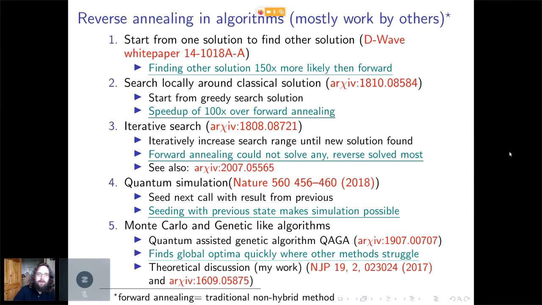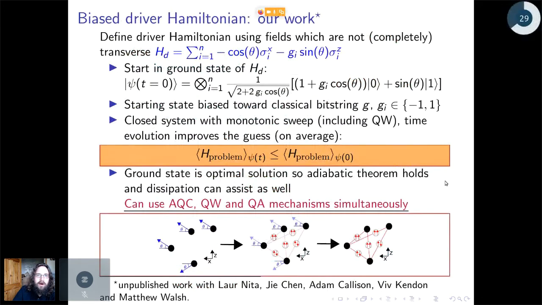This is actually mostly work by other people, I should add. But the point is, there are some early proof of principle algorithms. Most of them are simple, with the exception of this one, which is a bit more complicated because it's a genetic algorithm. And you're still seeing fairly good advantages from this. So it looks like being hybrid quantum-classical for optimization is a good idea.